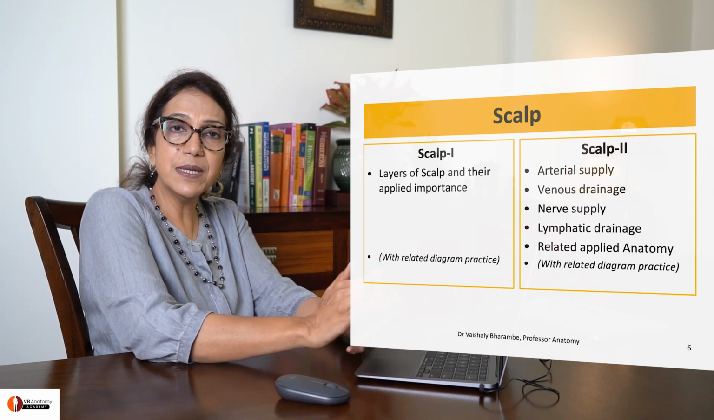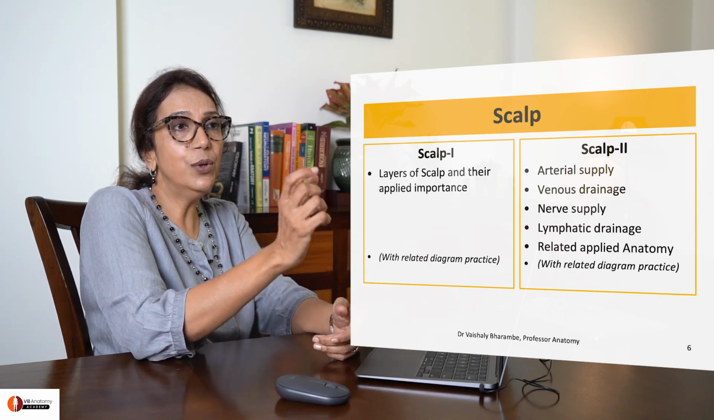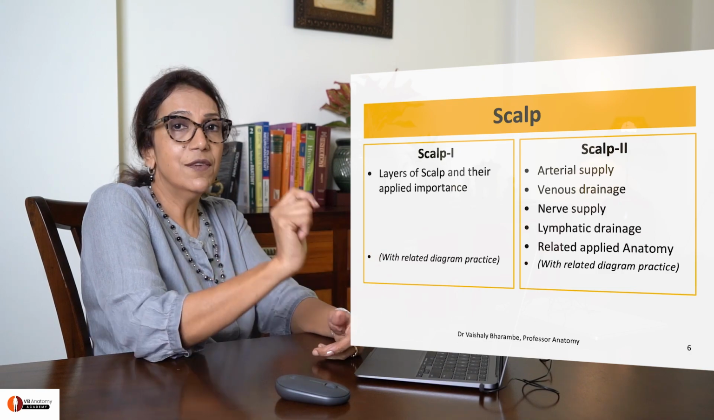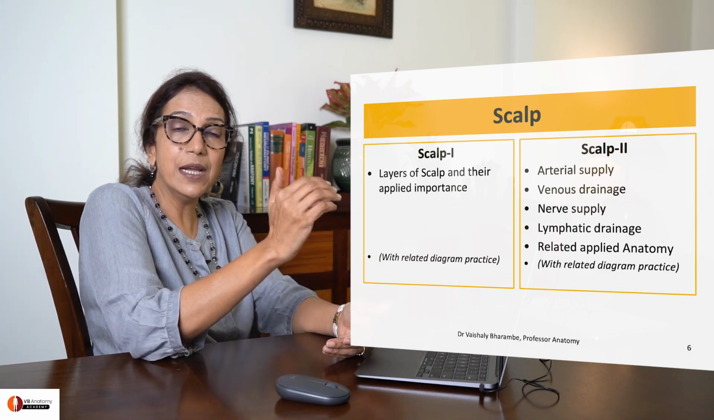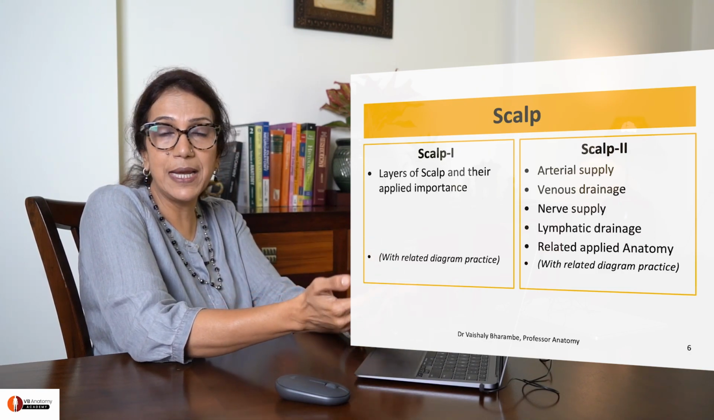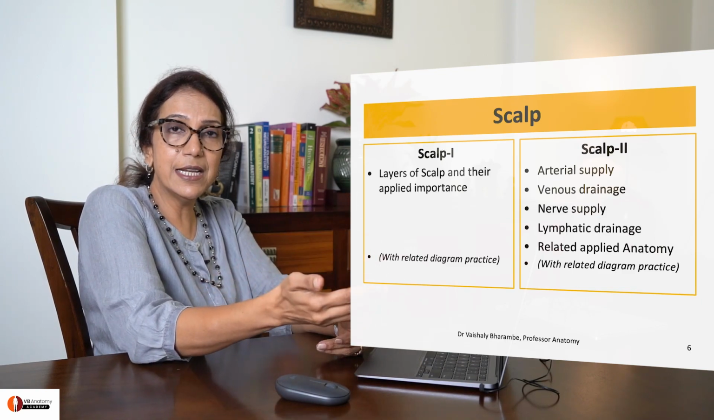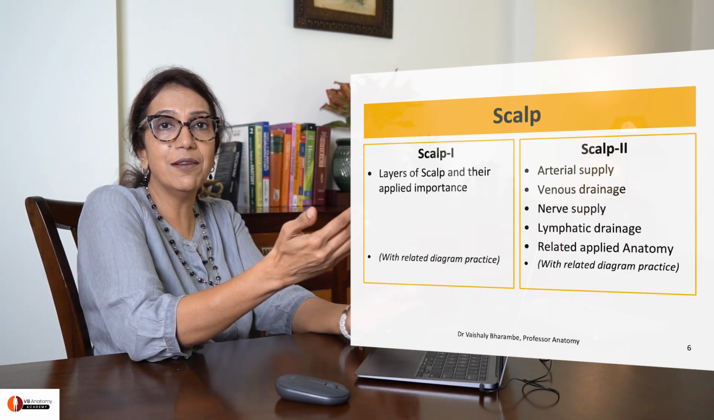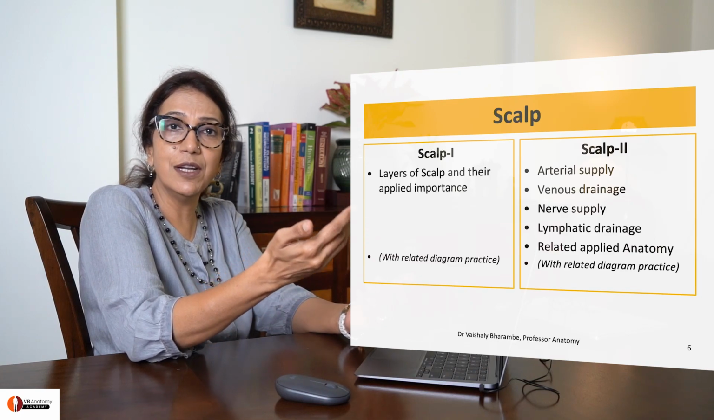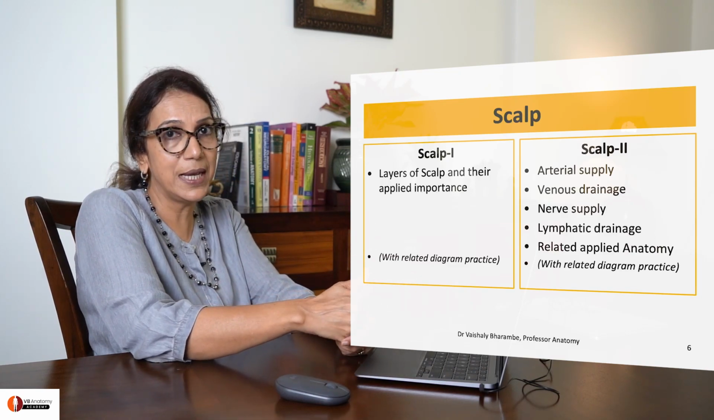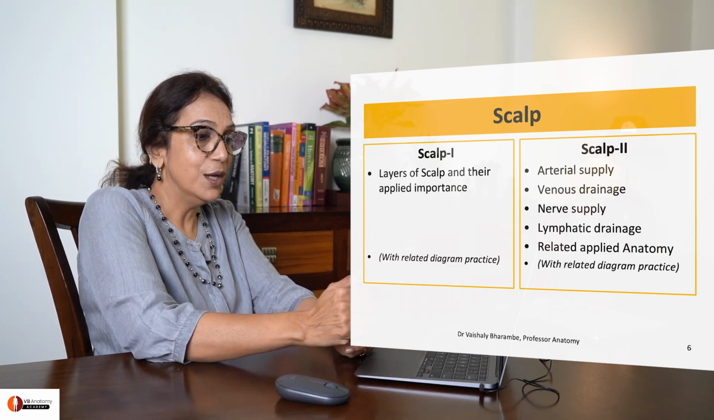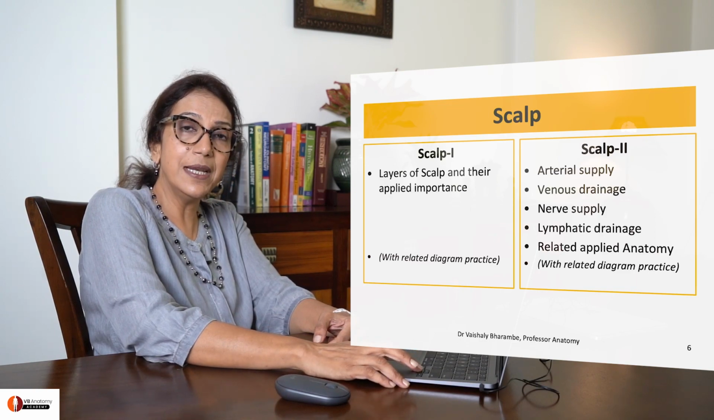Right. Scalp is a big topic. I want to divide it into two parts. First, I want to discuss with you the layers of scalp along with their applied anatomy. And in the next lecture, I'm going to talk about arterial supply, venous drainage, lymphatic and nerve supply and their related applied anatomy. Okay, so let's talk about the scalp and its layers today.